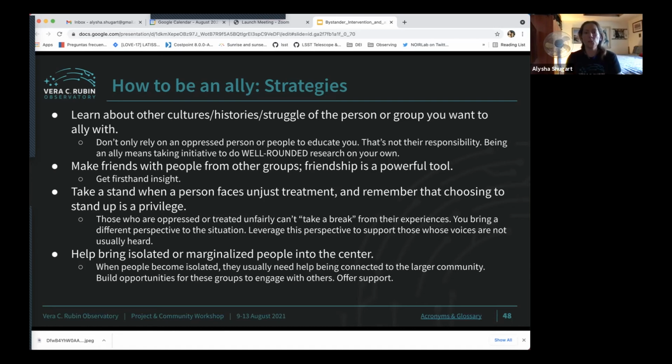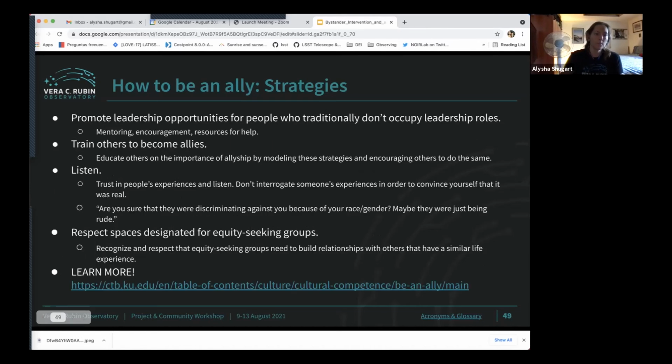So when people become isolated, they usually need help being connected to the larger community, right? Especially when they're starting with a new group or a new employee or a new hire, anything like that. We can try to help build opportunities for these people, or maybe a small isolated group, to engage with others, right? If you are a leader of a working group or a manager within the project, or in whatever world that you're thinking of right now, if you can, try to promote leadership opportunities for people who traditionally don't occupy leadership roles, right? And this is mentoring and encouragement.